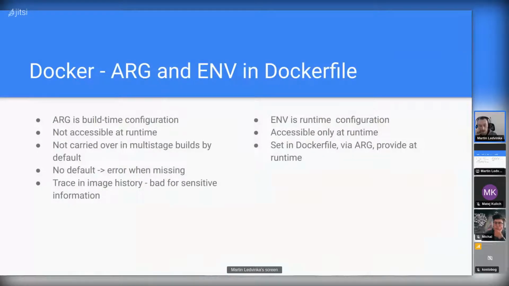There are basically two ways to configure a Docker image or container, and that's via the ARG and ENV keywords. ARG corresponds to build time arguments, and ENV is environment configuration. The big difference between these two is that arguments are really build time configuration, so they do not carry over to runtime. And also, if you use multi-stage builds, which is quite useful, then by default they do not carry over to the next stage either.